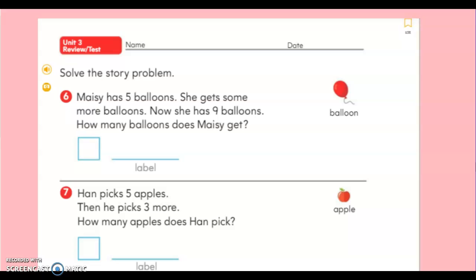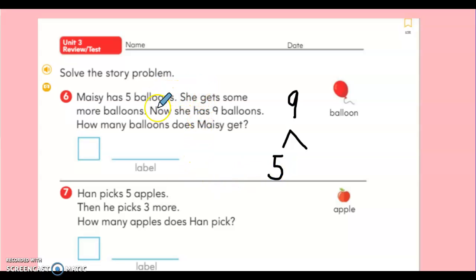Number 6, Maisie has 5 balloons. She gets some more balloons. Now she has 9 balloons. How many balloons does Maisie get? Okay, so what's the total amount of balloons that she has now? Yep, it's 9. That's going to go at the top. Okay, how many did she have before? That's the partner that we do know.